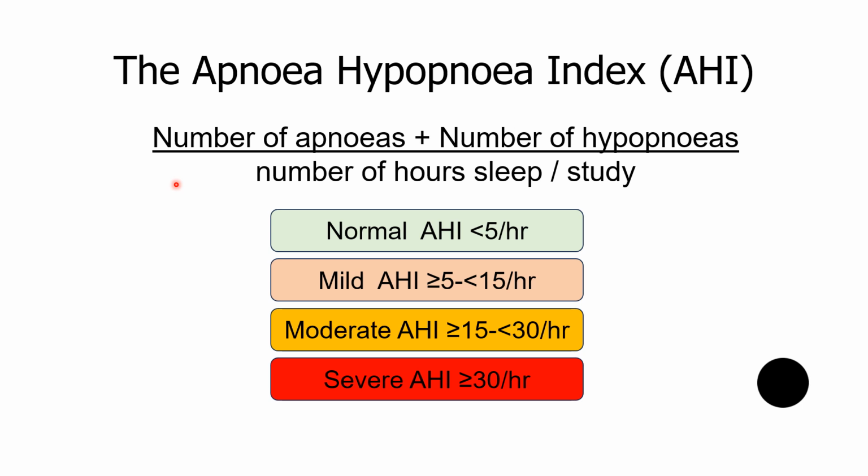And this then gives us an idea of whether you have sleep apnea or not, and how severe that sleep apnea is. So it's considered normal if you have anything less than 5 events per hour, and then we have mild, moderate and severe levels.